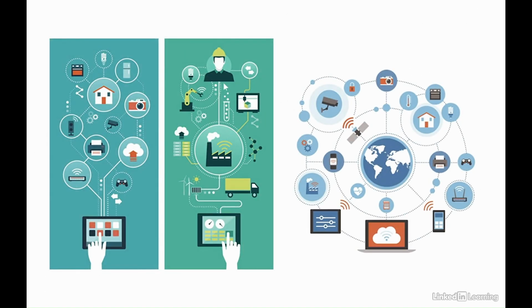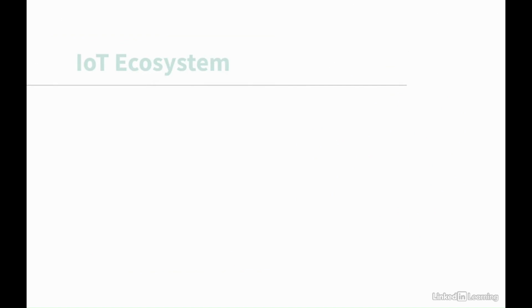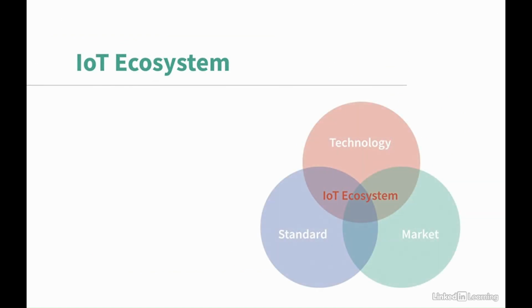The IoT ecosystem is a little bit harder to define because each example is different and each system contains a wide range of objects, including different devices, apps, services, and networks. So to have a general overview of the IoT ecosystem, we can divide it into three main areas: IoT technology, IoT market, and IoT standards.